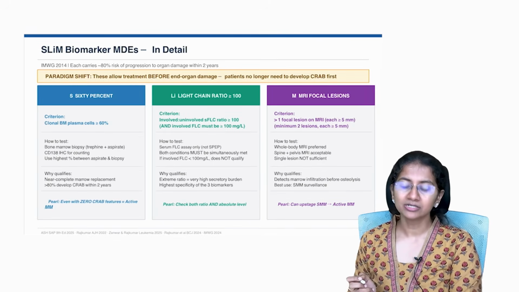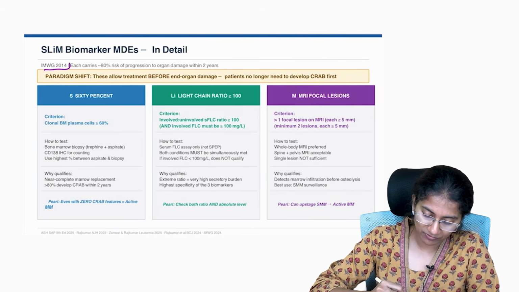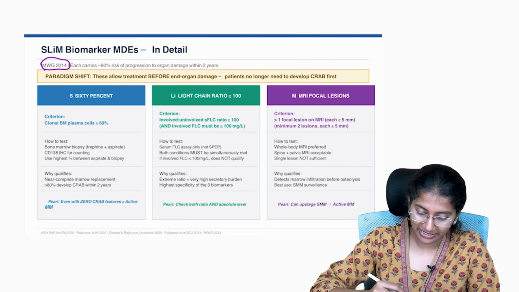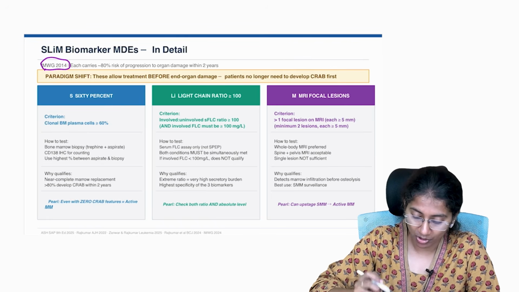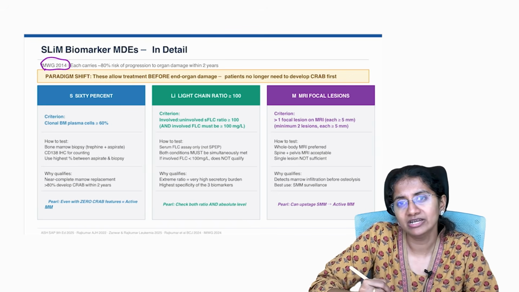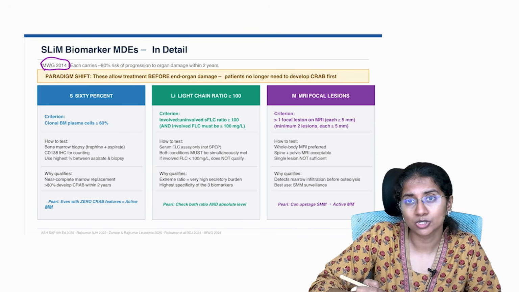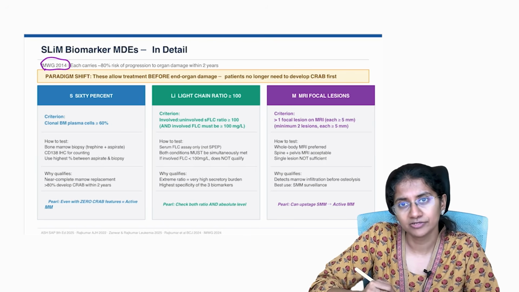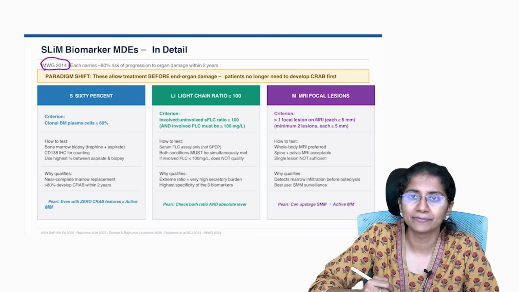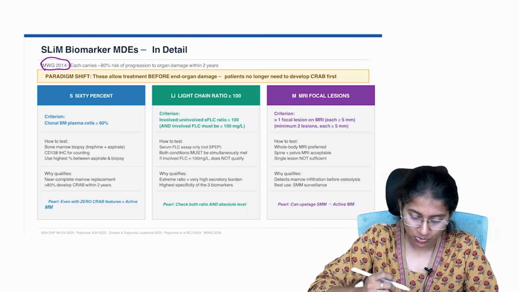Okay, SLiM biomarkers, myeloma defining events. In detail, the International Myeloma Working Group 2014 criteria had come into existence. Each carried an 80% risk of progression to organ damage within 2 years. This was a paradigm shift, because we were waiting for end organ damage to happen before starting treatment in myeloma. That space got disrupted with this paradigm shift. They introduced new criteria to pick up myeloma early so that end organ damage doesn't result.